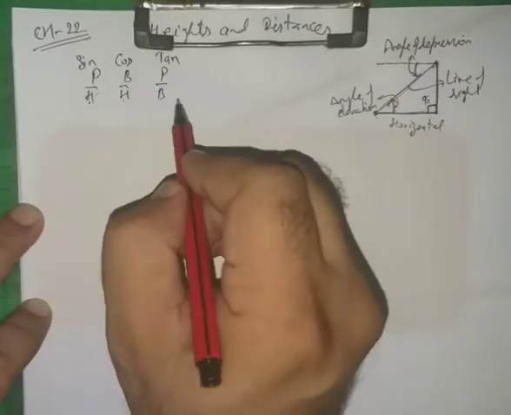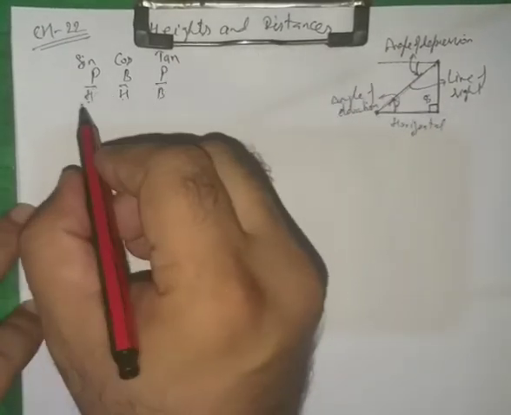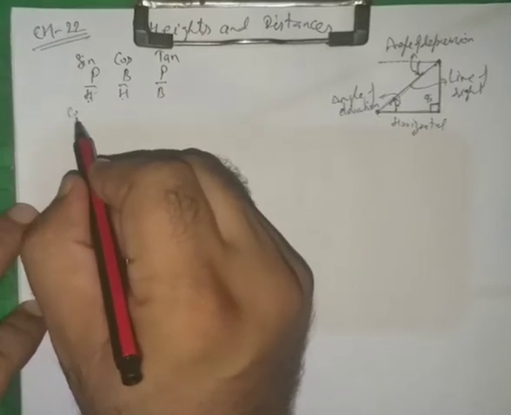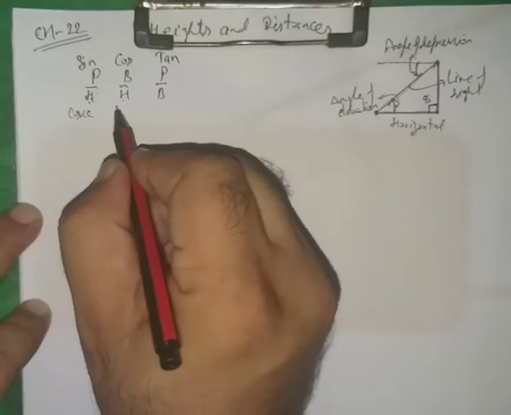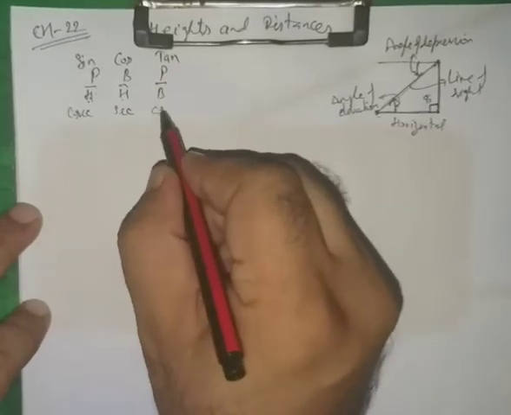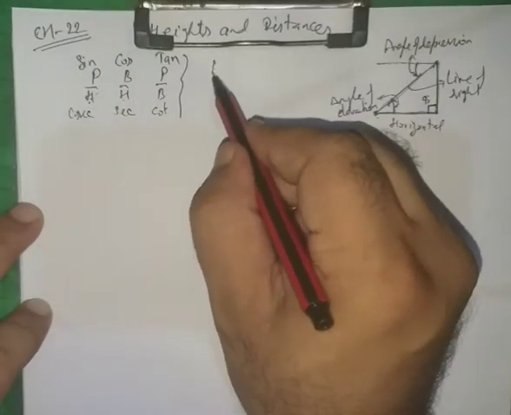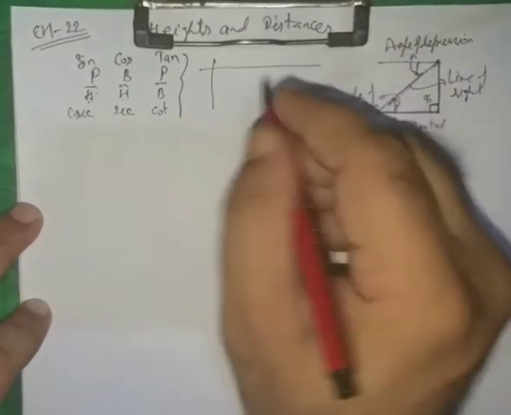Now these ratios can be used. We already know that the reciprocal of sine is called cosecant theta. This will be secant, and this is cot. So we can use these things along with the trigonometric values table.